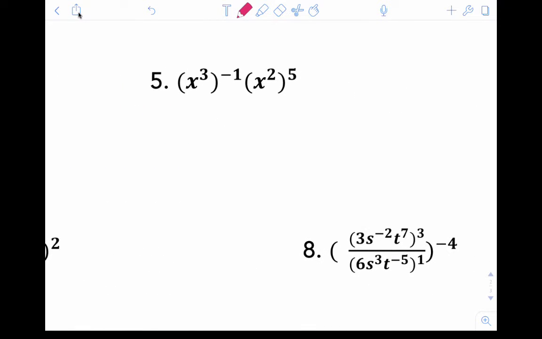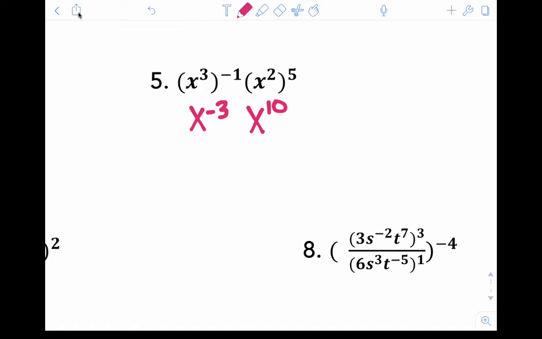Number 5 is similar, so let's go ahead and do this one. Do this one on your own. All that we're doing is we're adding a negative exponent in here. And so pause the video, work this problem out, and then compare and make sure that we agree with our answer. So this one I have x to the 3rd to the negative 1st. So I get x to the negative 3rd. And then x squared to the 5th, that is x to the 10th.